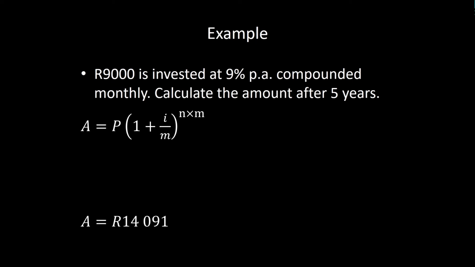So let's look at an example to make this clearer. So say we've got 9,000 Rand, and this is invested at 9% per annum. So you see it's a stated interest rate, 9% per annum, but it's compounded monthly. So that tells me straight away, every month I'm getting interest added onto this investment. They ask us to calculate the amount after 5 years. So some of the things that we need to remember that are going to be affected in our formula.